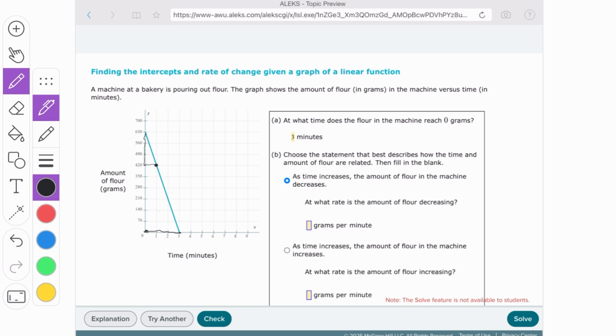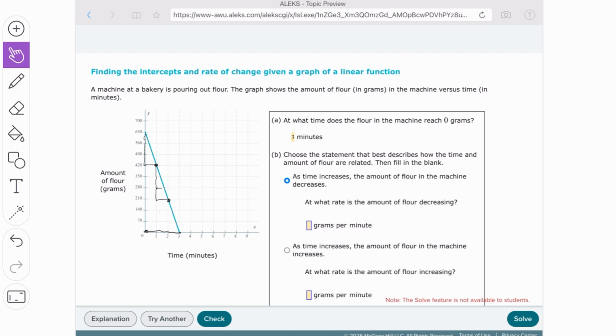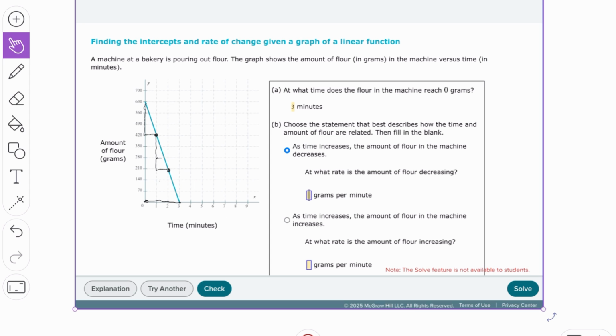And you can check another one. So if I go from 420 down to, nope, perfect crosshair right here. So from 420 to 210 would be another 210, because 210 plus 210 is 420. So it definitely is 210. So 210 grams per minute.